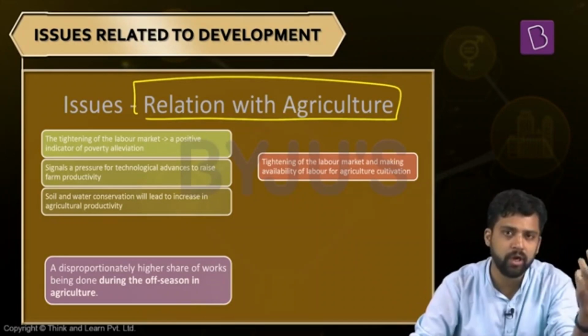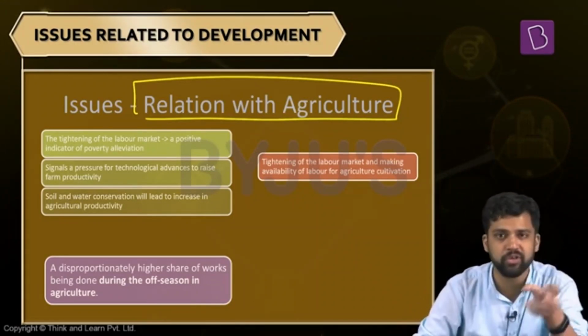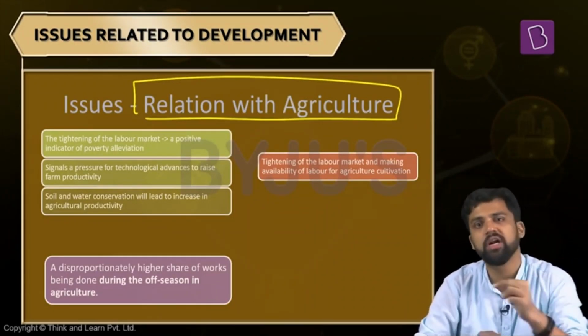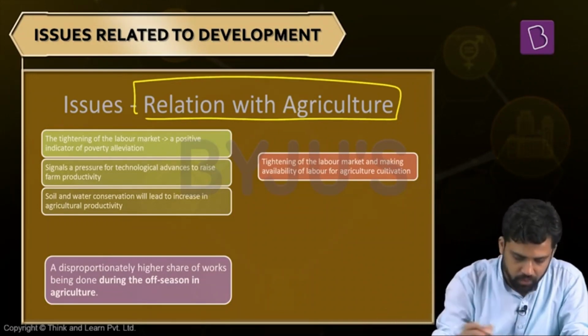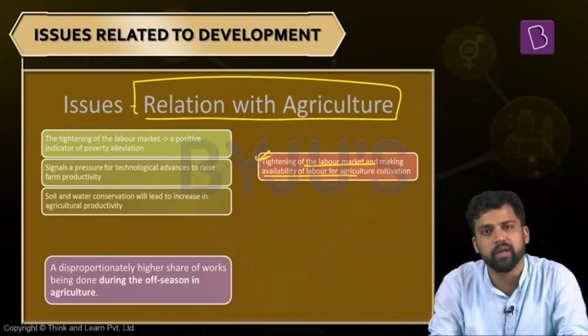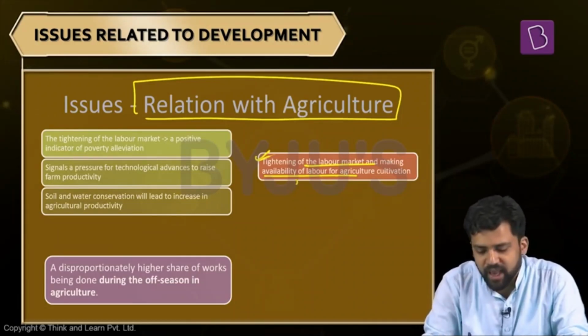Many are not willing to work in the agriculture sector because they're already getting paid by NREGA. So agriculture might get impacted because it will not have sufficient laborers. So agriculture production and consequently food security of the country can get impacted. So that is a challenge here. So tightening of the labor market is happening. Availability of labor in agriculture is getting restricted. But again, this can be a positive as well.